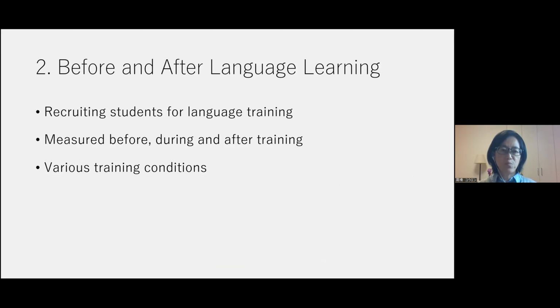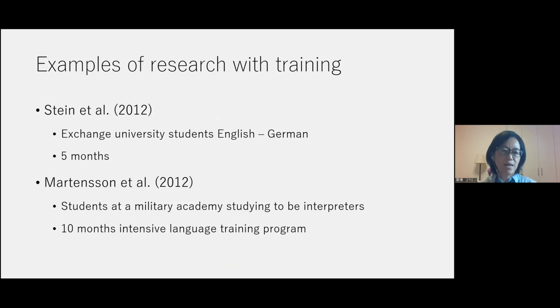And the second approach, comparing the brain structure change before and after language learning, also follows this same general research design. They will recruit students and give them language training, and then measure the students' brains before, sometimes during, and after the language training. Different researchers created different training conditions, and I'll just give some examples.